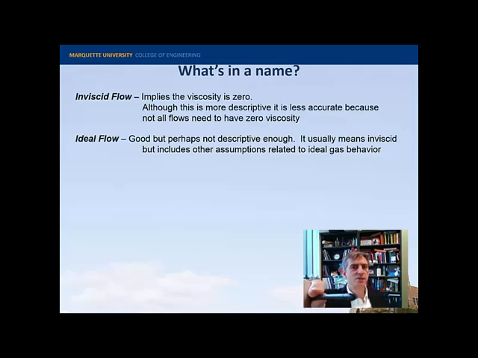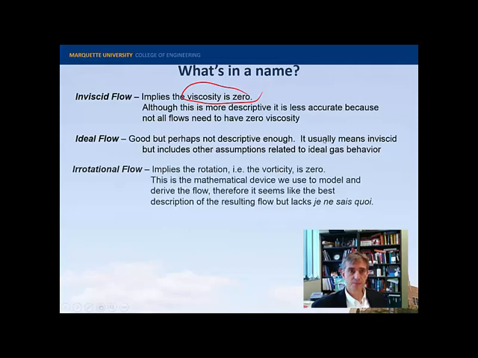Neither ideal flow nor inviscid flow is quite right, since they both assume that the viscosity is zero, and that's really not what we're doing in irrotational flow. We can do all the stuff in this module without having to assume that the viscosity is zero. So I prefer to use the term irrotational flow.